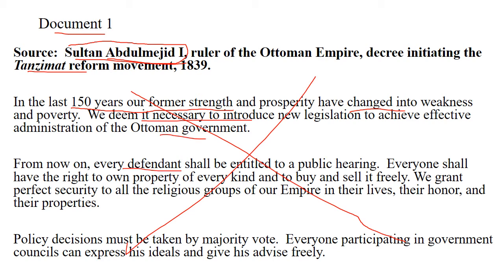And if you keep reading, he's saying everybody needs a public hearing. Probably means we want to get away from public executions like they've done in the past. We want to act like a Western law, a Western courthouse might act. Everyone shall have the right to own property. There he is talking about that. Everyone can buy and sell freely. Security to all religious groups. We call this religious freedoms.